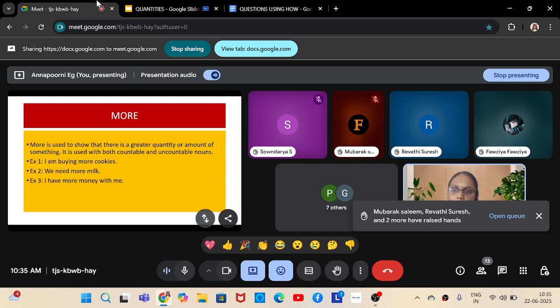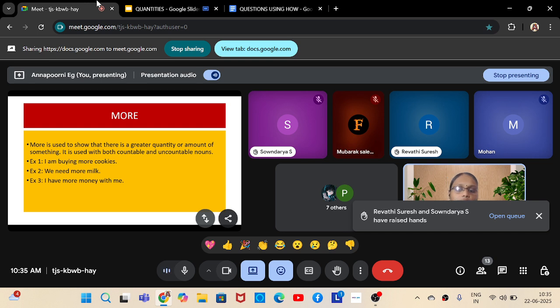So I am buying more cookies. We need more milk. I have more money with me. In the second and third sentences, we can see uncountable nouns are used, milk and money. But cookies is a countable noun.